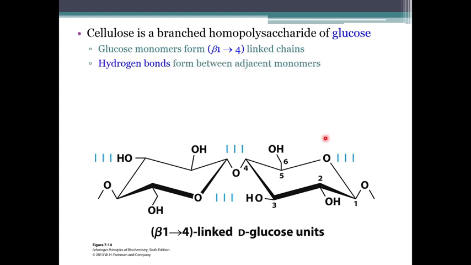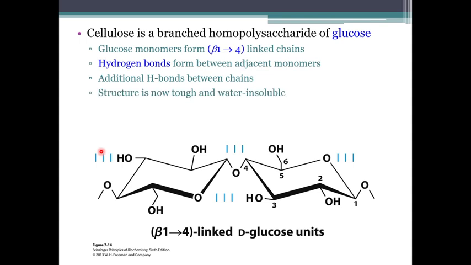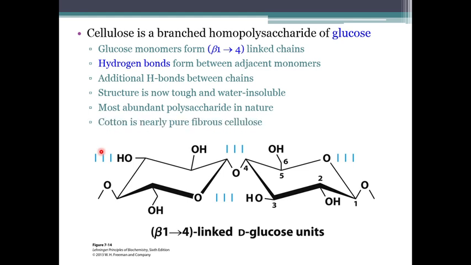Hydrogen bonds form between adjacent monomers, as you can see. Additional hydrogen bonds form between chains. The structure is now tough and water insoluble because of these hydrogen bonds. And cellulose is the most abundant polysaccharide in nature. Cotton is nearly pure fibrous cellulose.